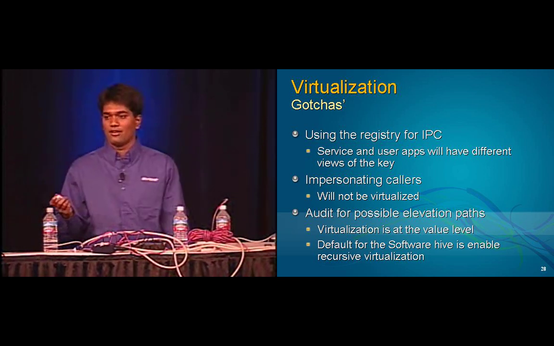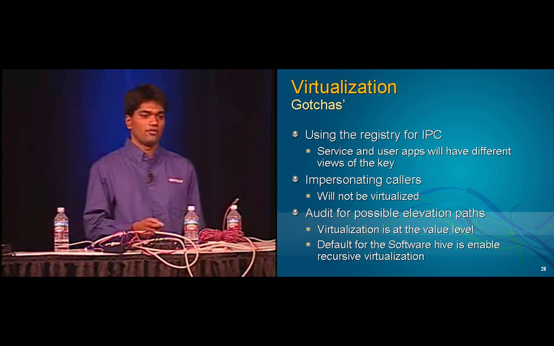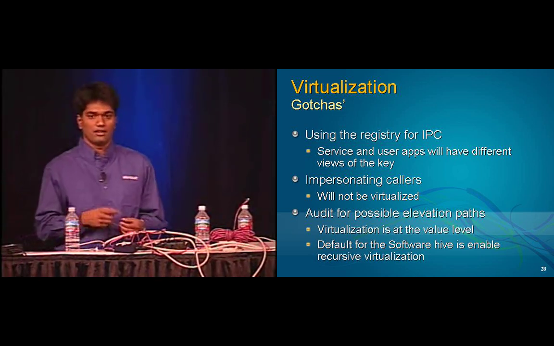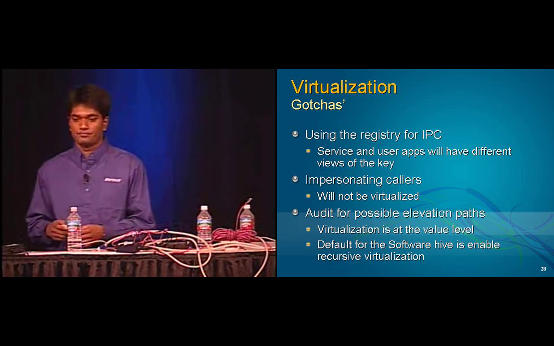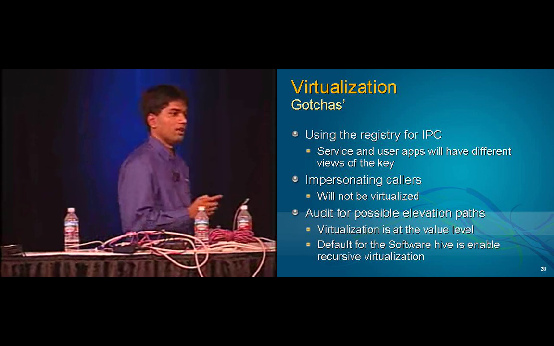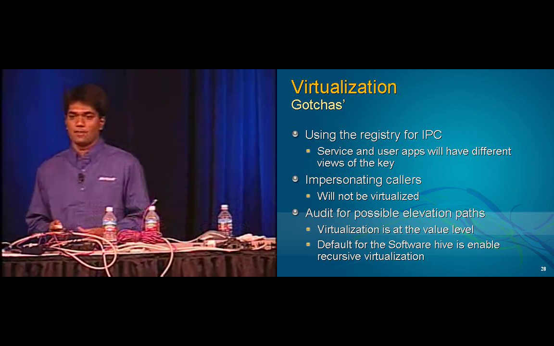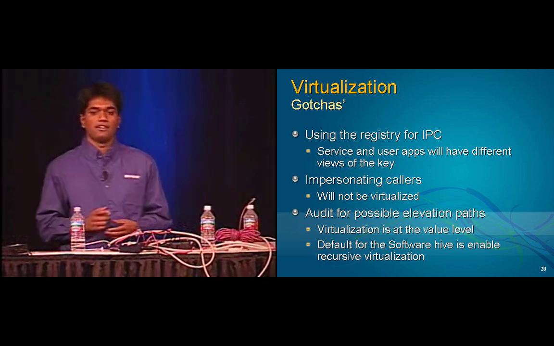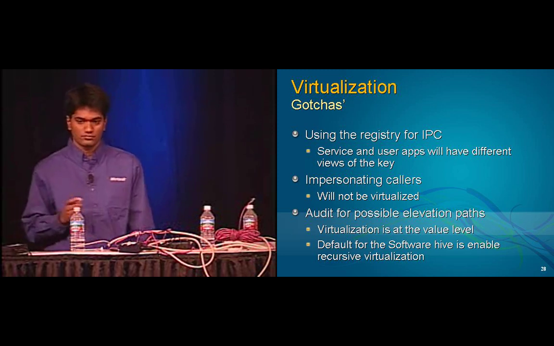Another important thing to remember is impersonated callers are not virtualized. So if you're debugging weird app behavior and you know that the app uses virtualization, this is probably the first place you want to look. And lastly, you want to make sure you audit for possible elevation of privilege paths. Remember, virtualization is at the key level, and it's enabled by default only on keys in the software hive.